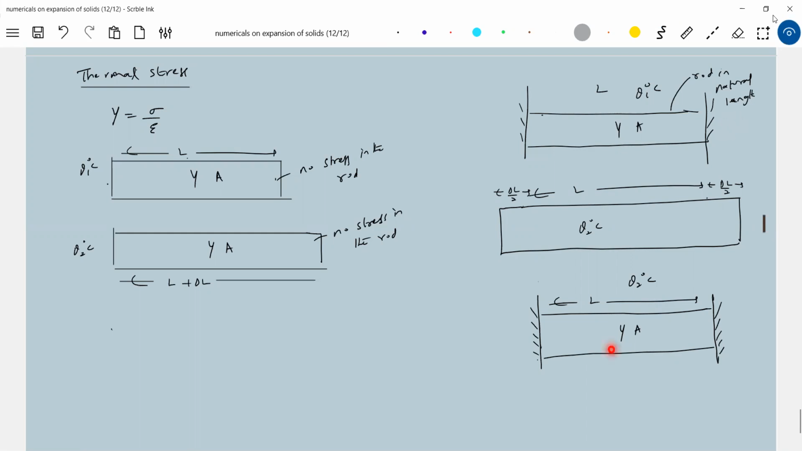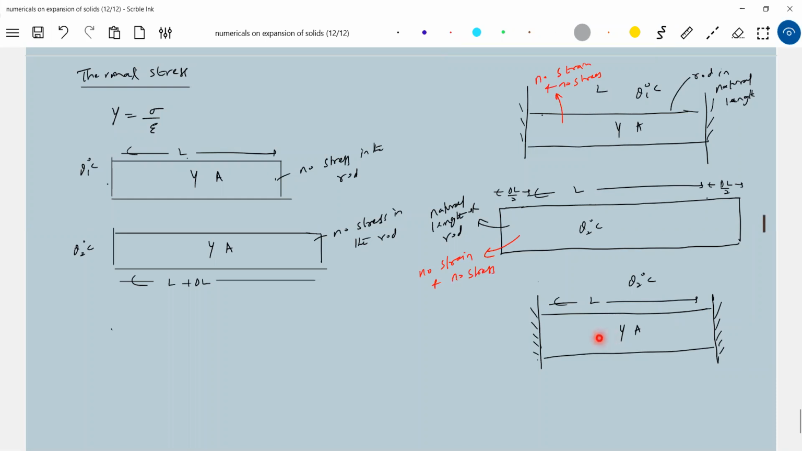Now I'll raise the temperature. What should be the length of the body? This is the natural length. Okay, no stress, so definitely you can write: no stress, no strain. Similarly, for this one also, the condition is no strain and no stress.